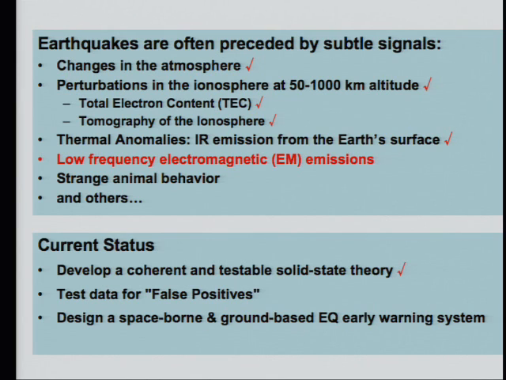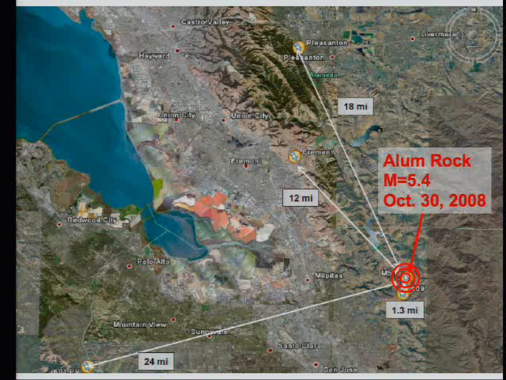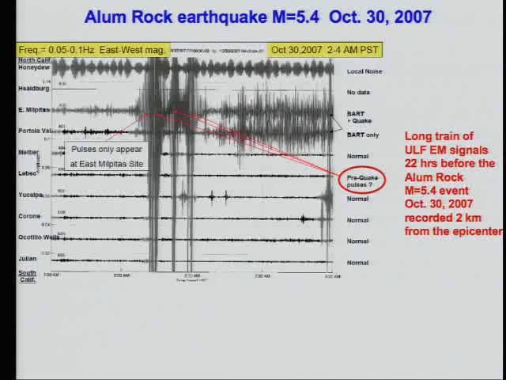And now I quickly go through low-frequency electromagnetic emissions. Oh, I'm sorry, you have seen this before. The Alum Rock earthquake, the measuring station was just 2 kilometers from the epicenter. Here is a signal. It's complicated, but these are various stations out of the 70 station network with magnetometers. And this is the station next to Milpitas, and this may be pre-earthquake pulses.